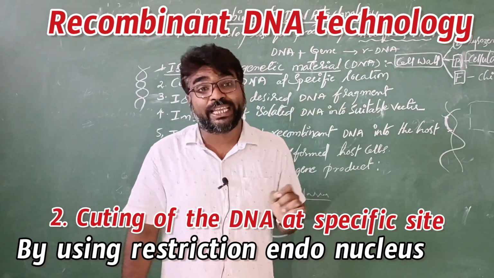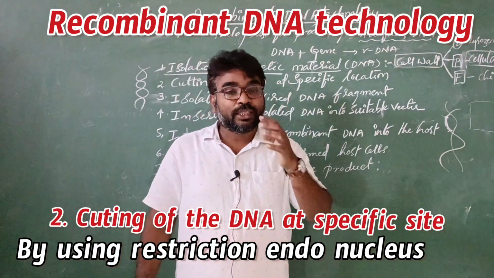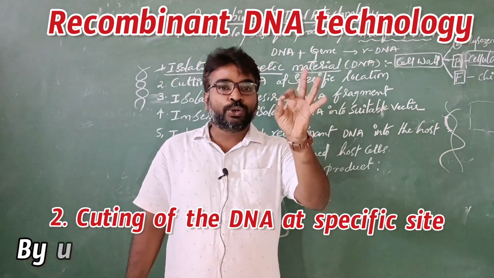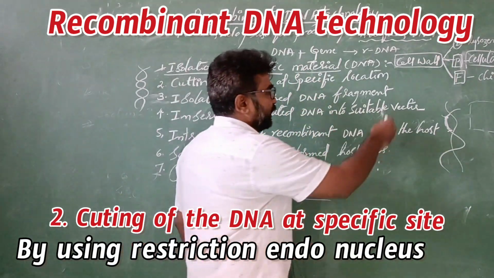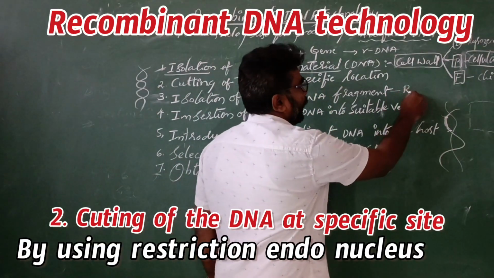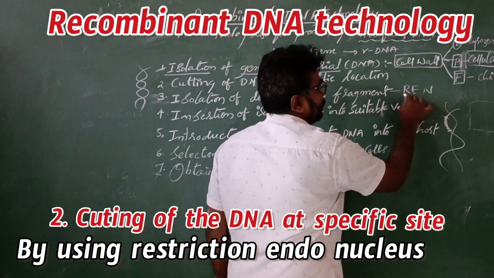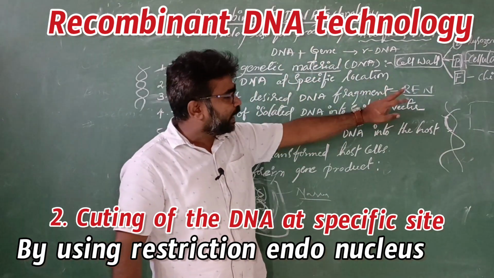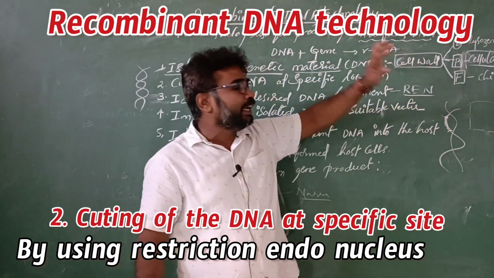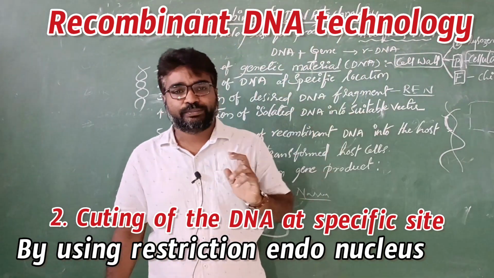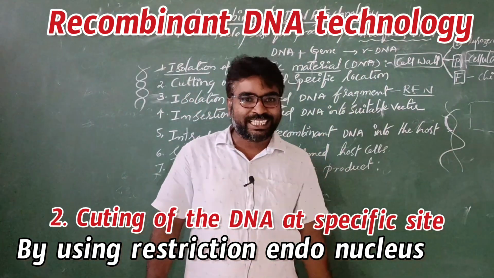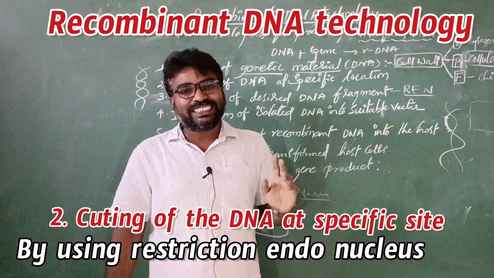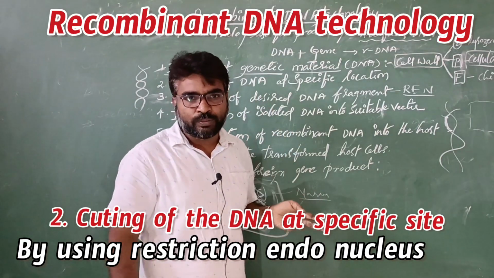But we are using some enzymes. Those enzymes we call restriction endonucleases. The enzyme cuts nucleic material inside. So those enzymes we call restriction endonucleases. It's very important for the 2 marks also.